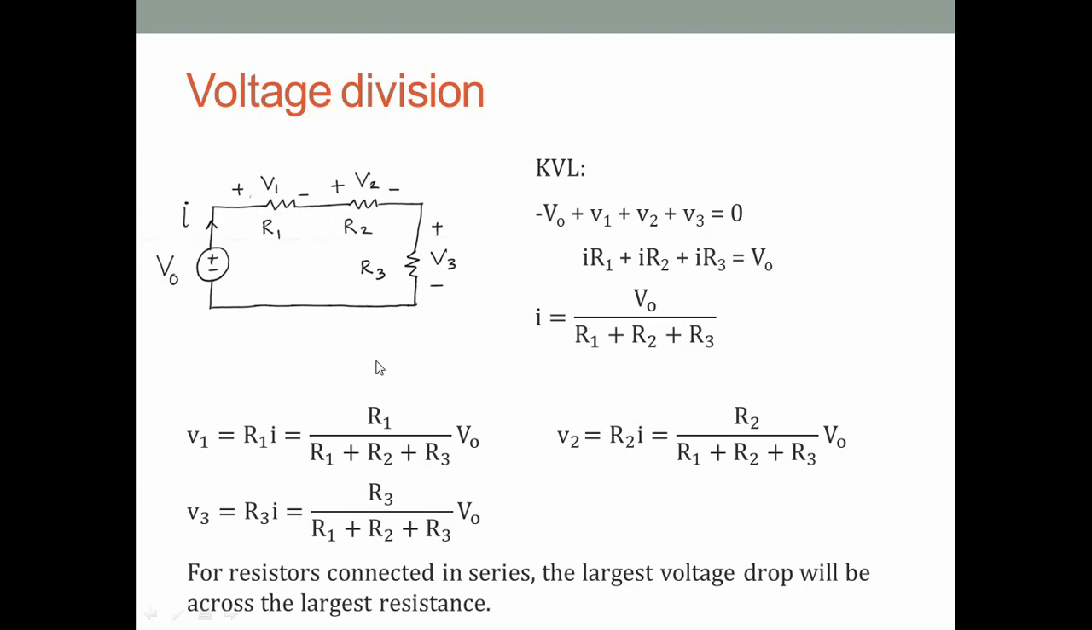One thing to recognize about these equations is that if you have resistors connected in series, and if I want to find which of these three voltages is the largest, it will correspond to the largest resistance. That's obvious from R1, R2, R3, since the denominator is the same and V0 is the same. Whichever is the largest of R1, R2, R3 will have the largest voltage drop. So in series resistances, the largest voltage drop is across the largest resistance.